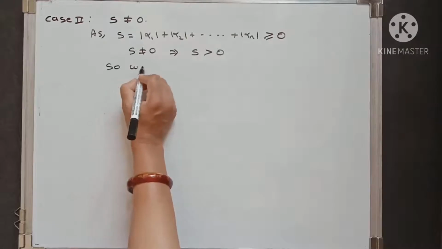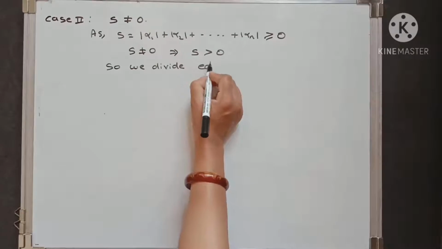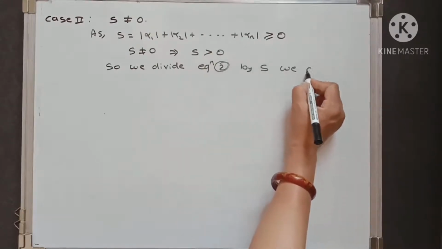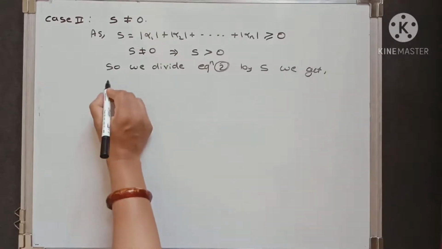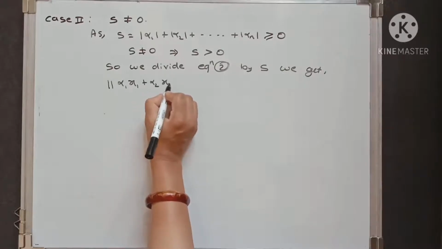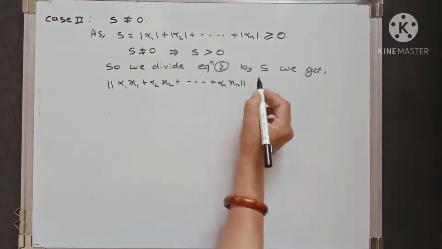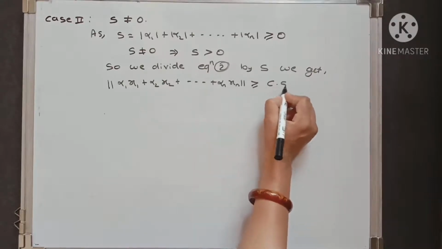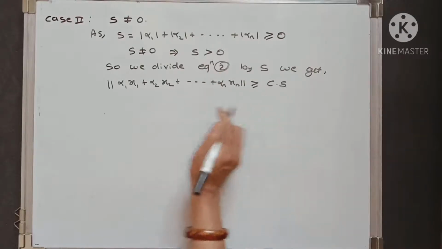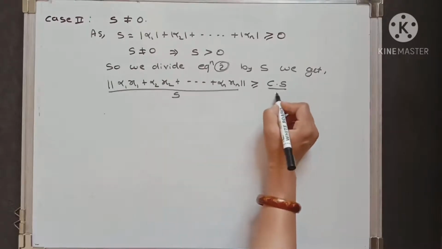So we divide equation 2 by s. We get norm of alpha 1 x1 plus alpha 2 x2 up to alpha n xn, it is greater than or equal to c into s. This is the equation 2. Now we divide equation 2 by s. That means we divide this by s, and here we also divide by s.